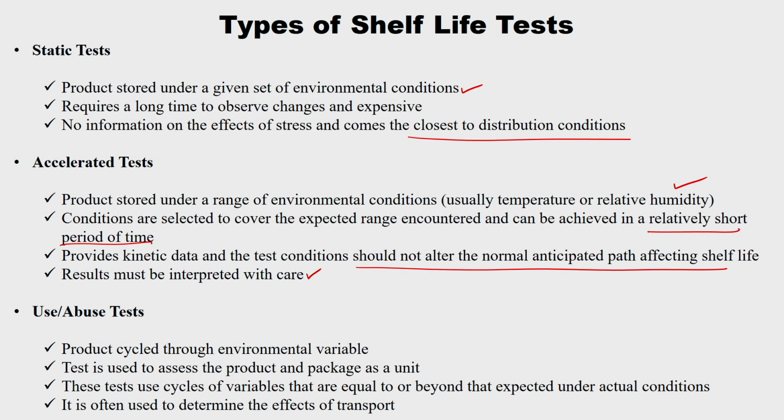And in the use or abuse test, the product is cycled through any environmental variable, because it has to see how many cycles it can go through at a particular temperature or relative humidity. This test is used to assess the product and package as a unit. So, as I said earlier, this is often used to determine the effects of transport. So, it obviously includes the product as well as packaging. These tests use cycles of variables that are equal to or beyond those expected under actual conditions, because it says abuse test also. We create worst conditions and we check.